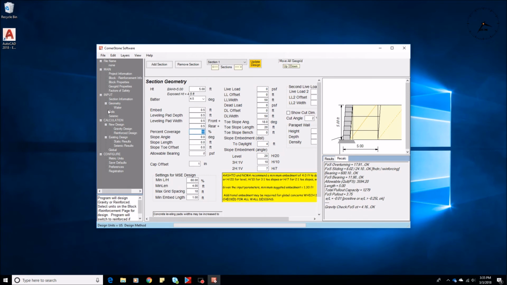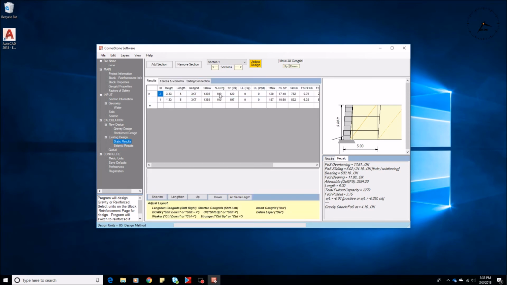Let's go back here. Percent coverage. Well, let's see. We can do it this way. Percent coverage, 50%. We can see that doubles the Tmax in the geogrid.